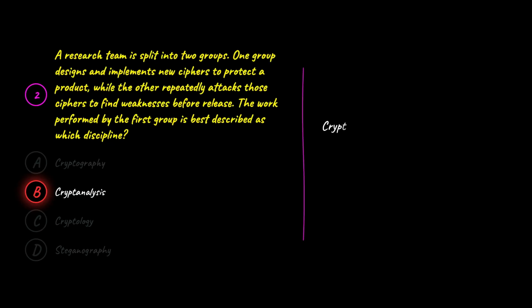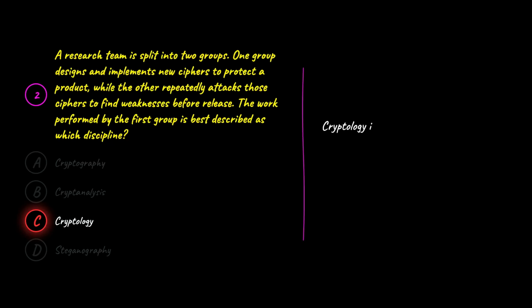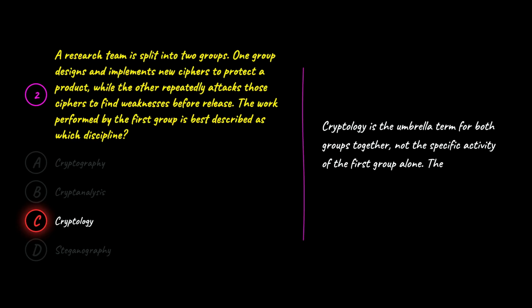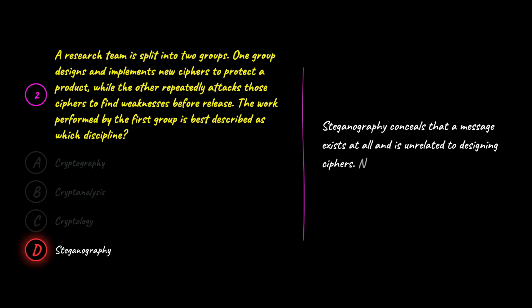B is wrong because cryptanalysis describes the second group, the breakers who attack ciphers to recover plain text or keys. It is not the building activity described. C is wrong because cryptology is the umbrella term for both groups together, not the specific activity of the first group alone. The question asks for the building discipline specifically. D is wrong because steganography conceals that a message exists at all and is unrelated to designing ciphers. Neither group is described as hiding the presence of messages.